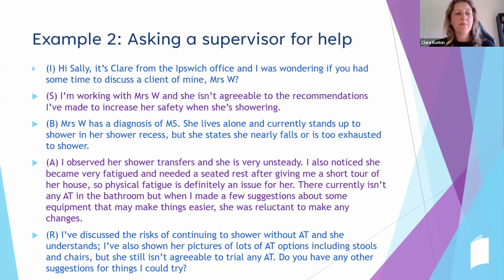And the recommendation, I've discussed the risks of continuing to shower without AT and she understands, and I've also shown her pictures of lots of AT options, including the stools and chairs, but she still isn't agreeable to trial any assistive technology. Do you have any other suggestions for things I could try?